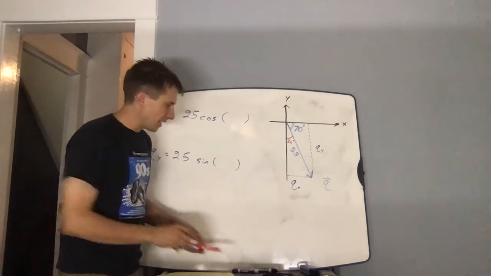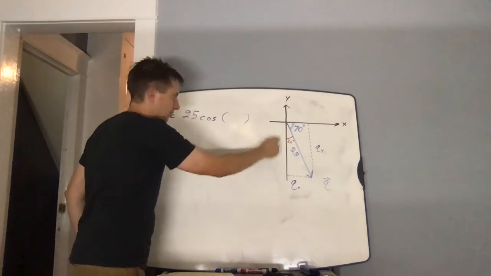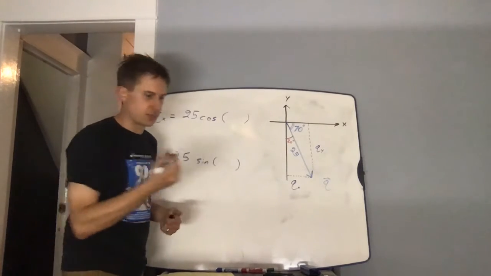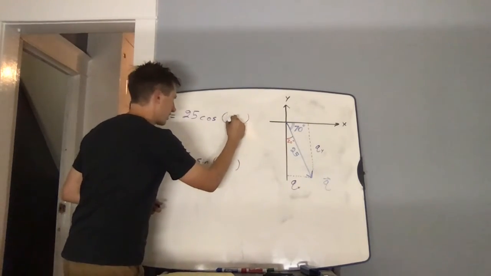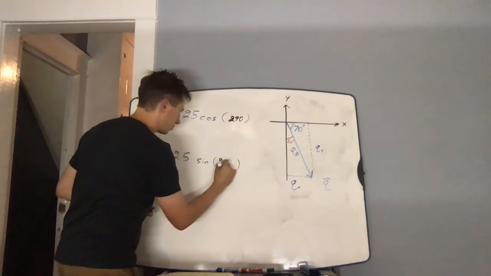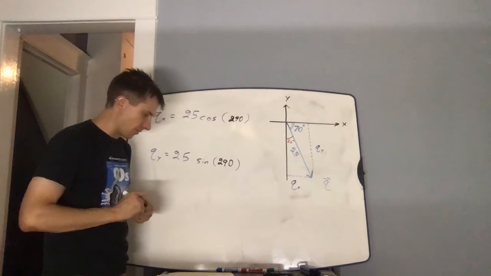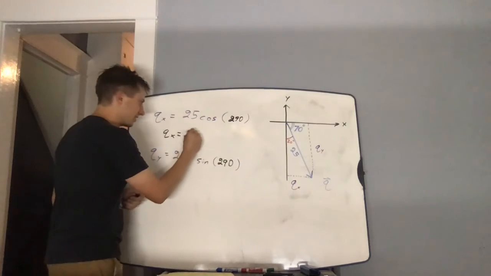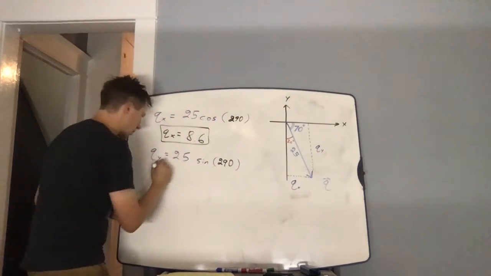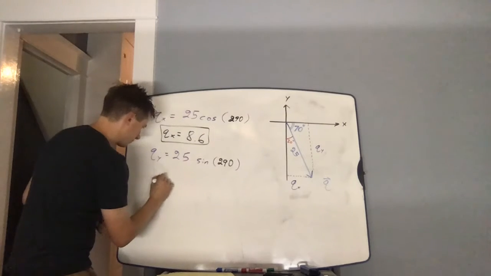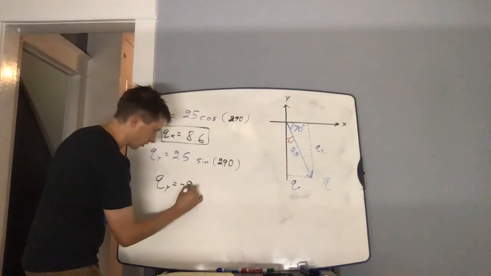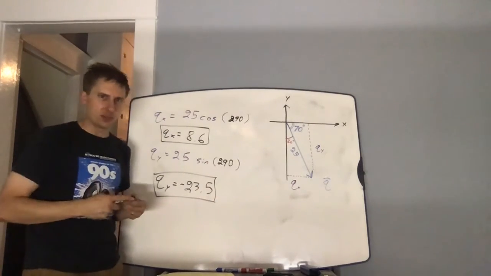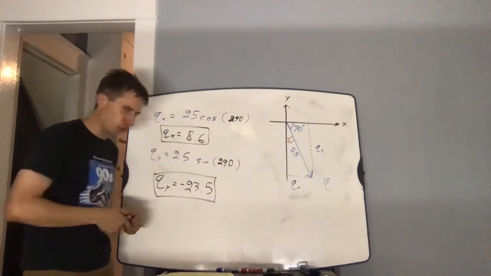And at this point, I could say 90 plus 90 plus 90 plus 20. That's going to be 270 plus 20. That's going to be 290. So the cosine of 290 and the sine of 290. Now at this point, I just get out my calculator and I find Qx is equal to 8.6 and Qy is equal to negative 23.5. At this point, I am completely done with the problem. There's nothing more to do and full marks.